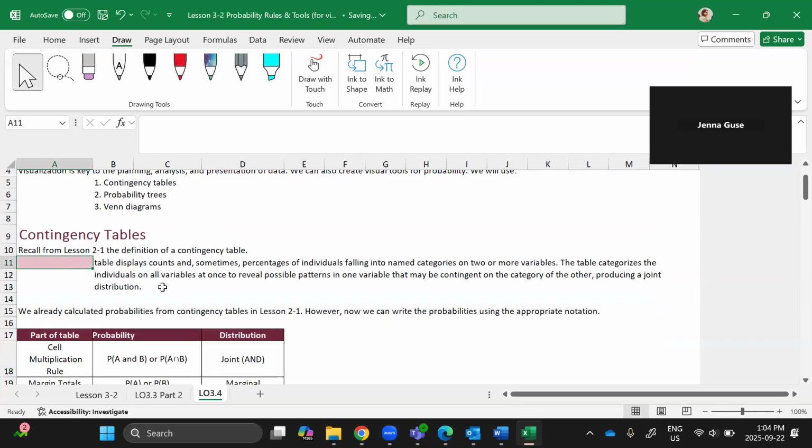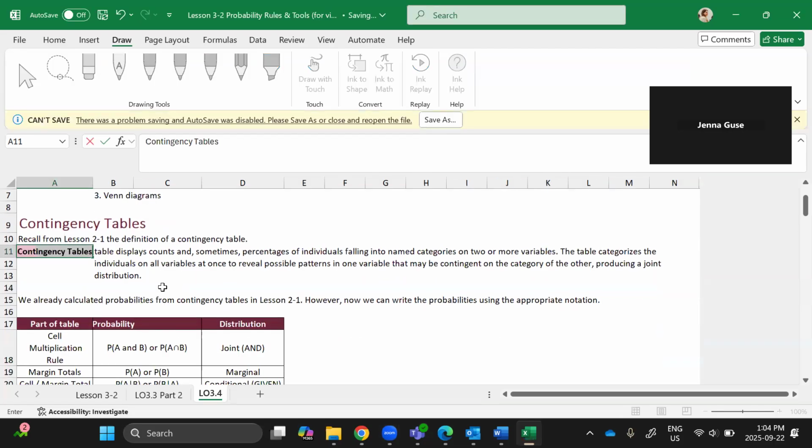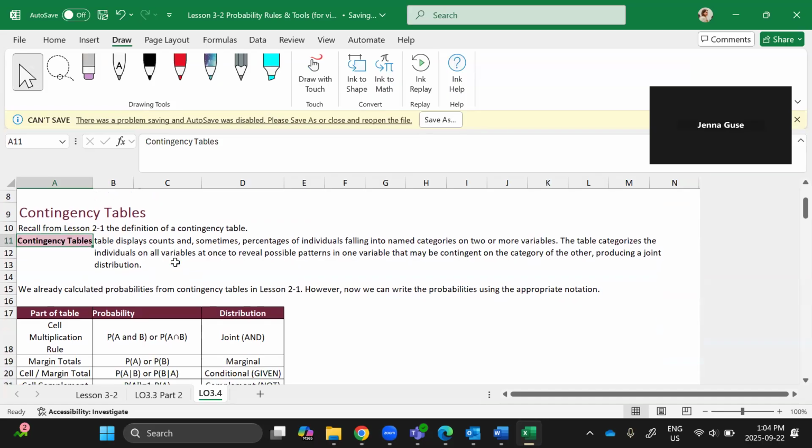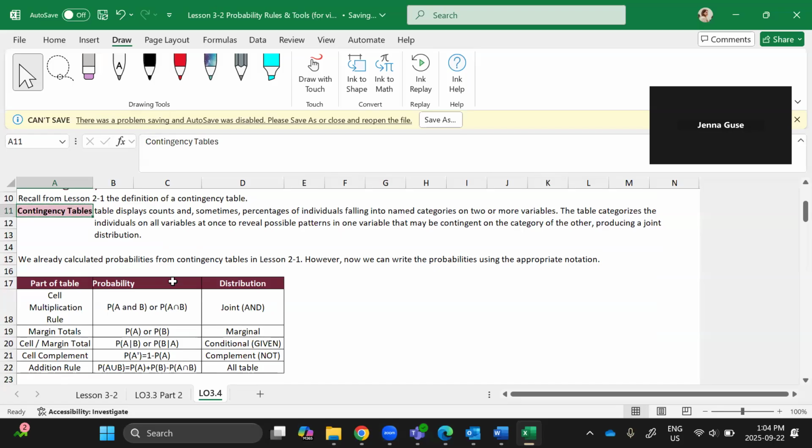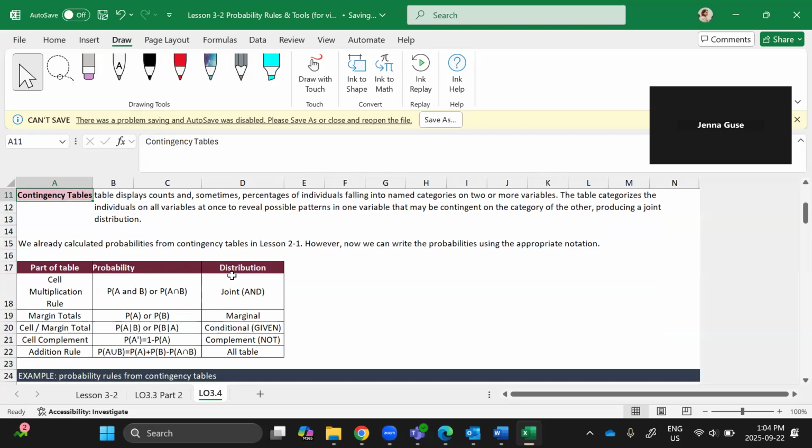We've actually worked with contingency tables before. I'm going to put in the definition that we previously had for a contingency table in lesson 2.1. A contingency table will display counts or percentages of individuals that fall into two or more categories. This can help you to reveal patterns between the variables or about one variable individually, and creates what's called a joint distribution. We've already calculated lots of probabilities with contingency tables.